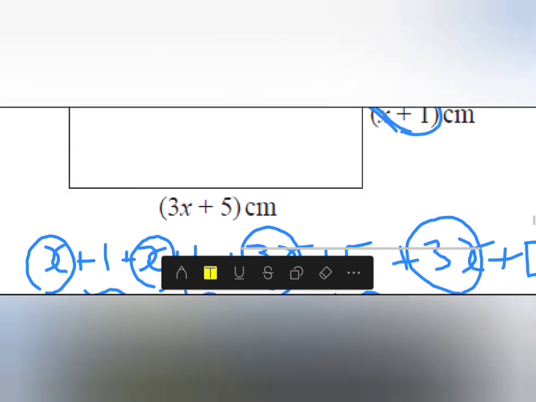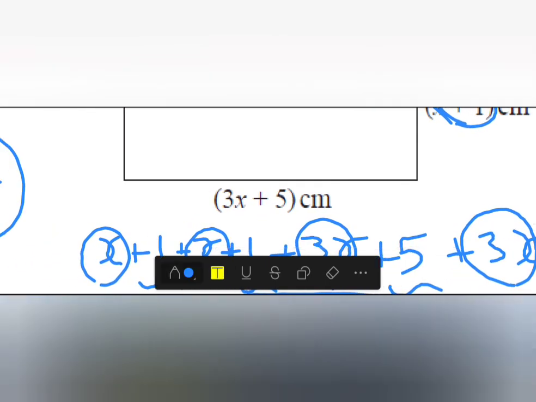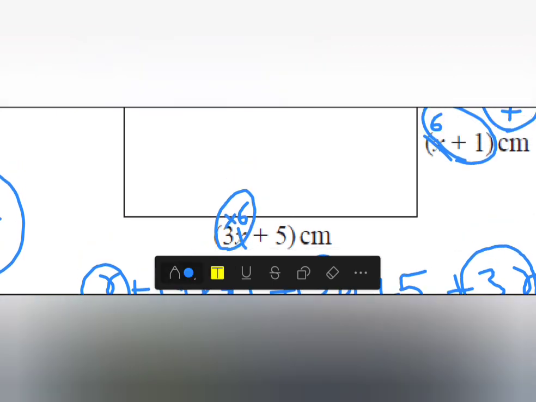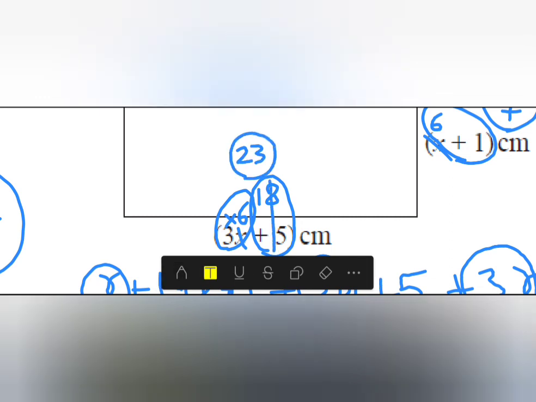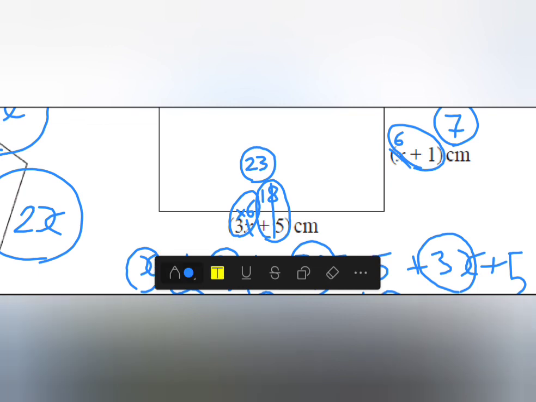Now I'm going to do the same with this side. I'm going to put 6 instead of the x. And it's multiplied by 3 here. So it's 18. And then 18 plus 5 equals what? Very good, 23. So this side is 23. Now I have both sides. This side is 7 and this side is 23.